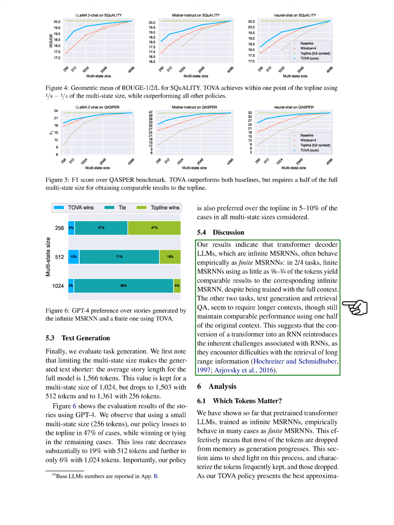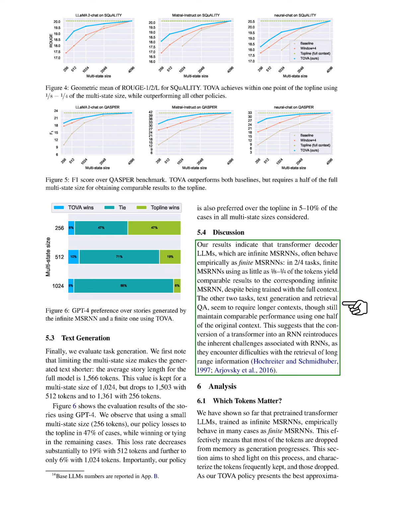Our findings suggest that transformer decoder language models, which are infinite MSRNNs, often behave like finite MSRNNs. In 2 out of 4 tasks, finite MSRNNs using as little as an eighth to a quarter of the tokens yielded comparable results to the corresponding infinite MSRNN, despite being trained with the full context. The other 2 tasks, text generation and retrieval question answering, seem to require longer context, though they still maintained comparable performance using half of the original context.